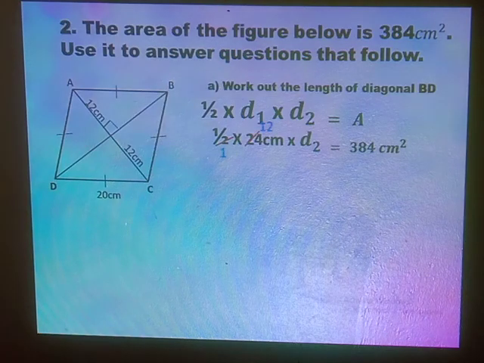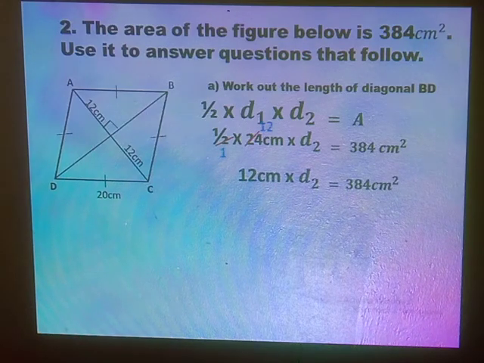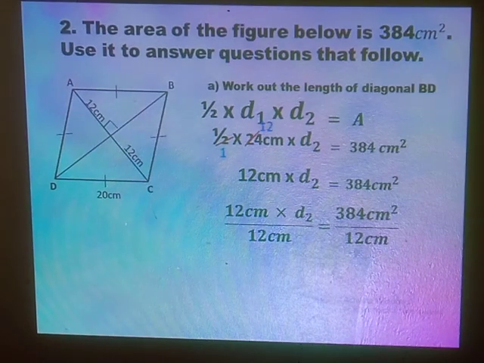We have 1 times 12 centimeters times D2 to give us the area. So we have now 12 centimeters times diagonal 2 is equal to 384 square centimeters. We need to remain with D2, which we are looking for, the length of the diagonal. There we need to divide both sides by 12 centimeters. So we shall have 12 centimeters times diagonal 2 out of 12 centimeters is equal to 384 square centimeters divided by 12 centimeters. What are we going to get?